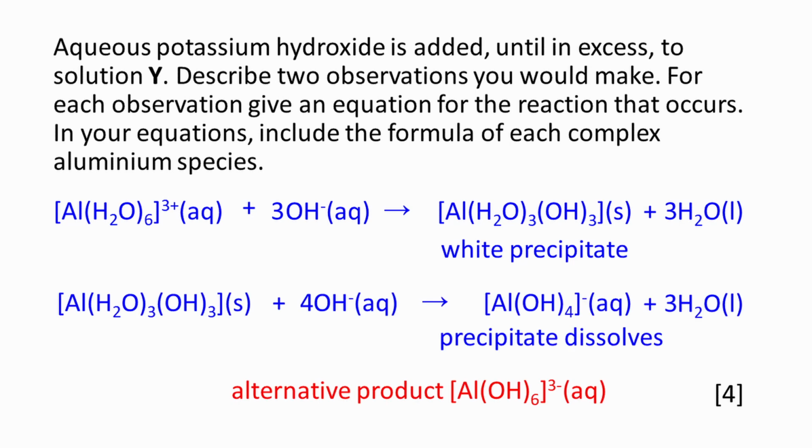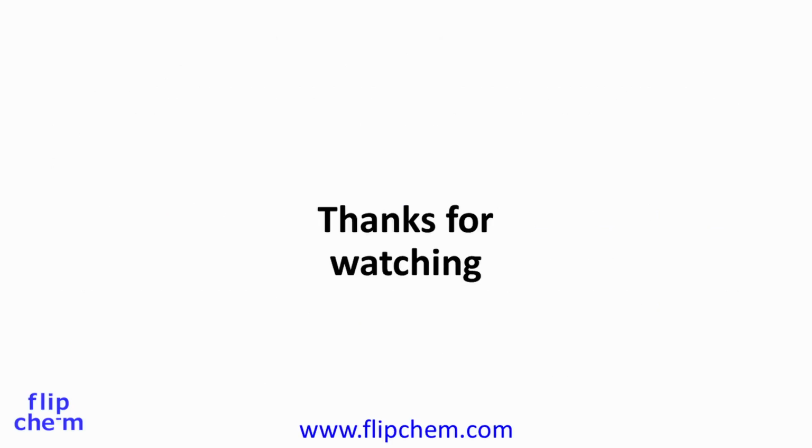When excess hydroxide ions are added, further substitution occurs and the precipitate dissolves. The second equation given here shows a change in coordination number from 6 to 4. The balanced equations are shown in blue and the question is complete. Some sources state that the final product is [Al(OH)6]3-. This is shown in red. This alternative was also allowed in the mark scheme with the corresponding balanced equation.